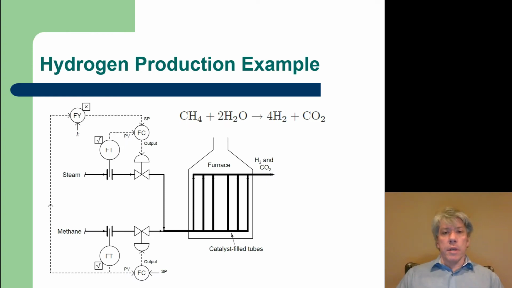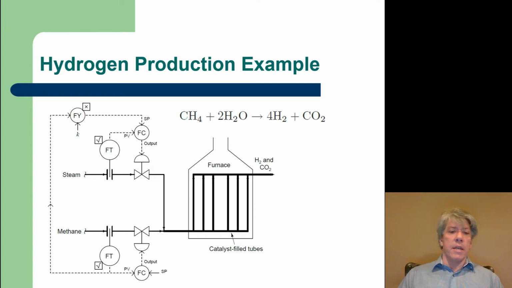Here's another industrial example where steam and methane are reacted together over a catalyst in a furnace. Because it's an endothermic reaction, you have to put energy in to produce the hydrogen gas and the carbon dioxide. But the two are put into a furnace in order to make this reaction happen. And hopefully the products coming out are hydrogen and carbon dioxide.